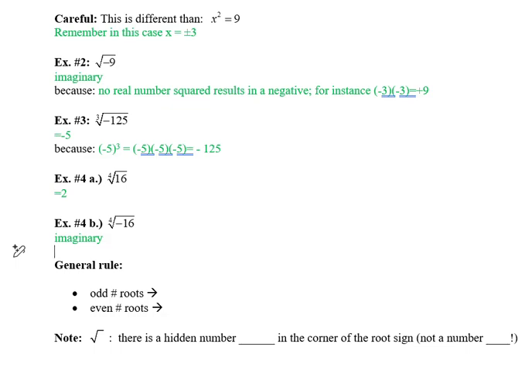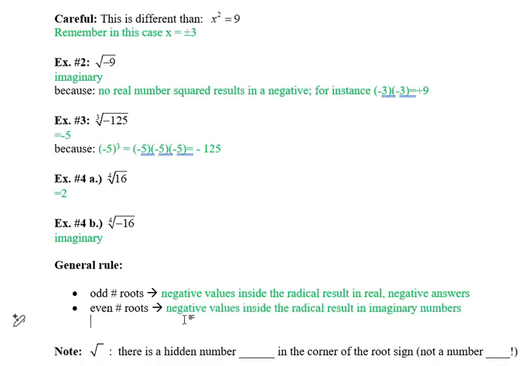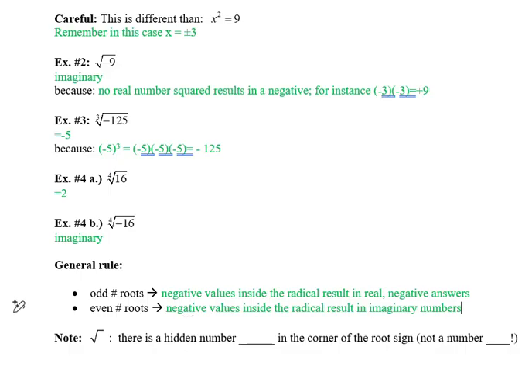In general, if we have an odd number like third root, fifth root, seventh root, we can have a negative, because a negative times itself an odd number of times does result in a negative. If we have an even root, like 2, 4, 6, etc., we cannot have a negative with real numbers. So we are going to have imaginary numbers in that scenario.